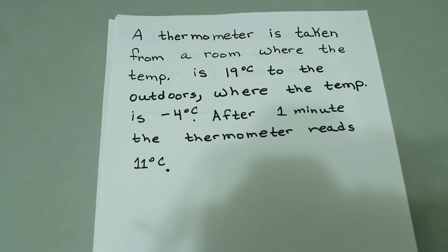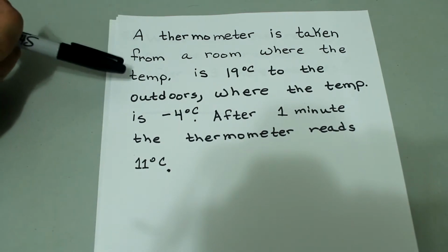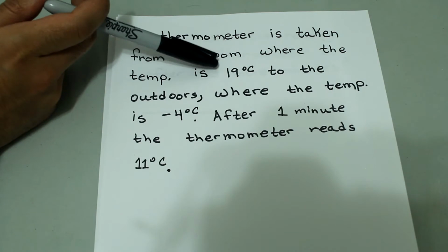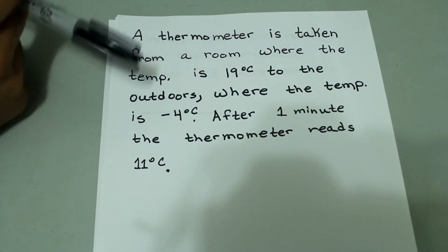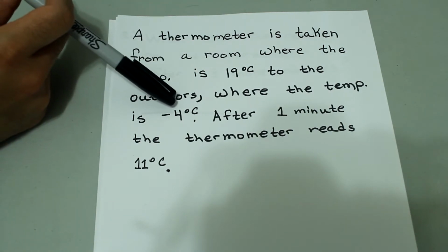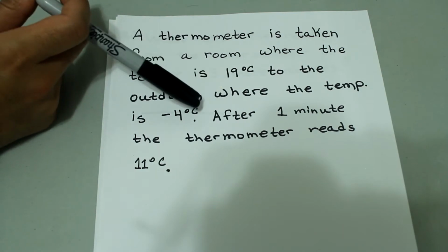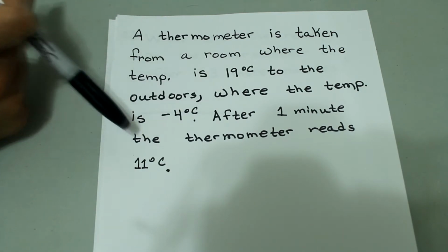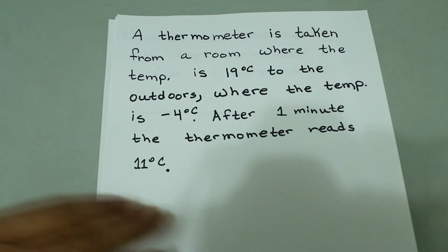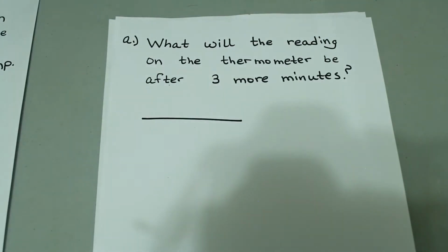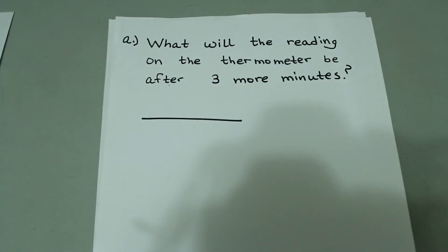The question states, the thermometer is taken from a room where the temperature is 19 degrees Celsius to the outdoors where the temperature is -4 degrees Celsius. After 1 minute, the thermometer reads 11 degrees Celsius. The first question we have to answer is, what will the reading on the thermometer be after 3 more minutes?